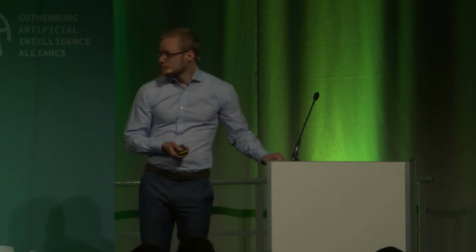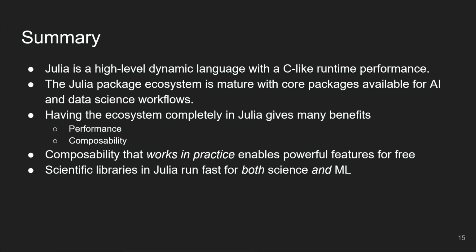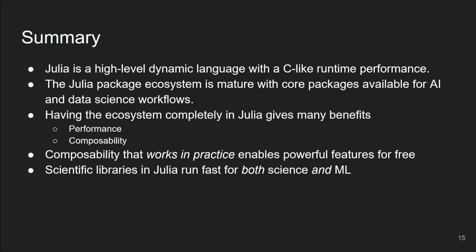So to summarize a little bit, we claim that Julia is a high-level dynamic language that has C-like runtime performance. The Julia package ecosystem is mature. It has the core packages available that you need for AI and data science workflows. And having the ecosystem be completely in Julia gives many benefits. There's performance, but also these composability aspects.